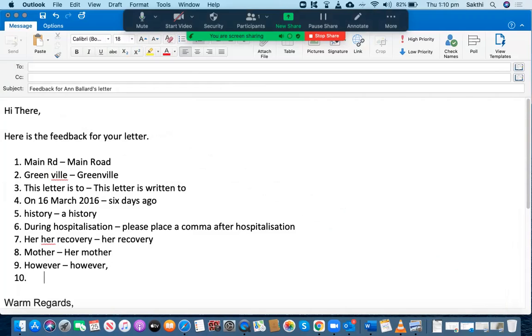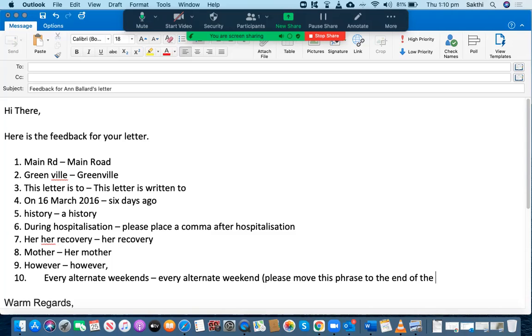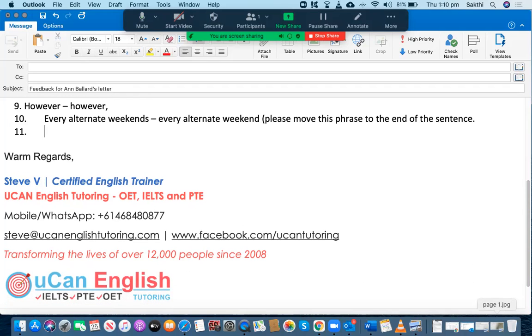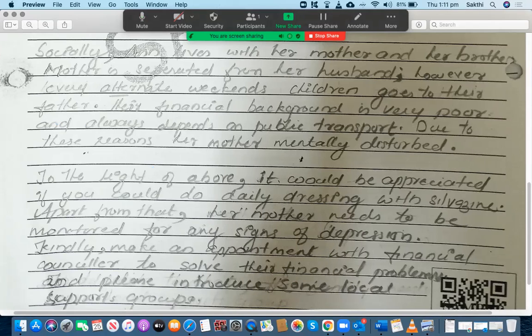Sorry, the internet's a bit slow. Every alternate weekends. This is wrong. You have to write every alternate weekend. It must be weekend only. It's not a plural noun. And again, this phrase must be pushed towards the end of the sentence. Please move it to the end of the sentence. Okay, let me see what we can rewrite. Okay, see this one.